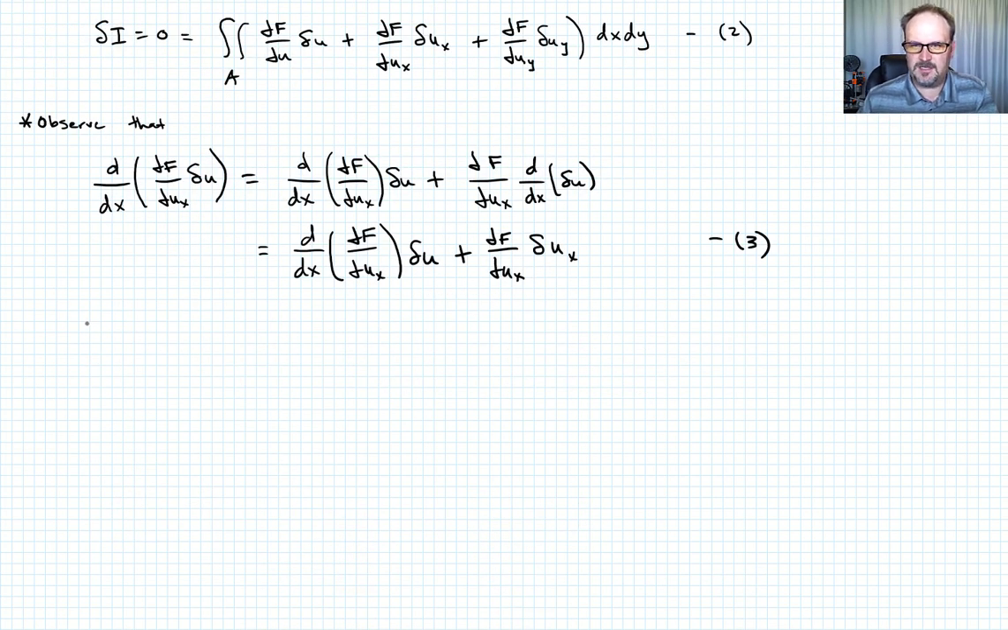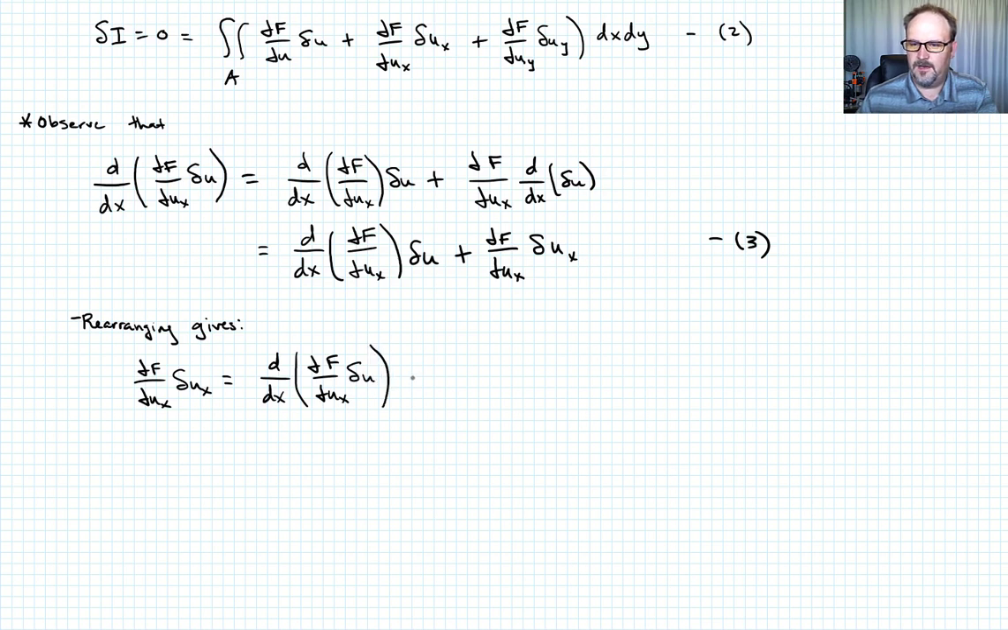Okay, I'm going to rearrange this a little bit. If I rearrange it, you can see up here I have this partial f with respect to ux times delta ux. So I'm going to bring that out, and so I can make my substitution and say that partial f with respect to ux delta ux is equal to this quantity d by dx of partial f with respect to ux delta u, minus d by dx of partial f with respect to ux times delta u. Right? Let's call that equation 4.